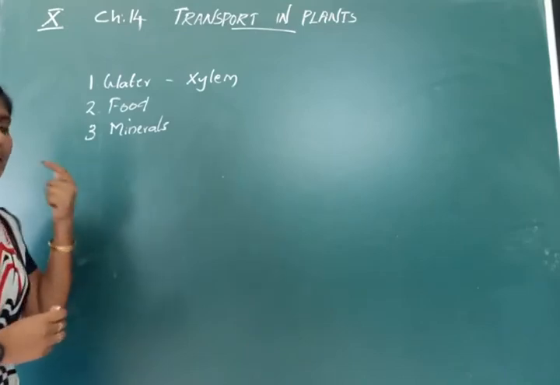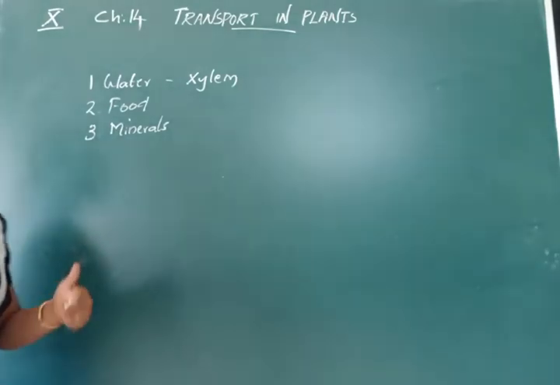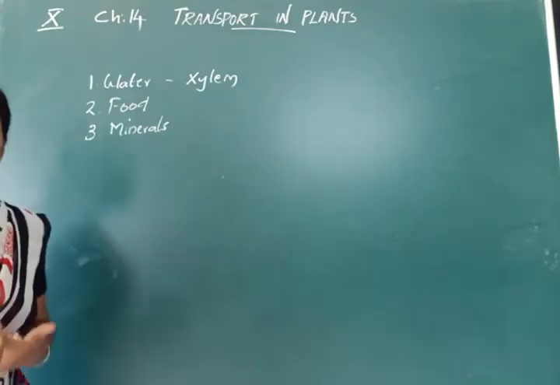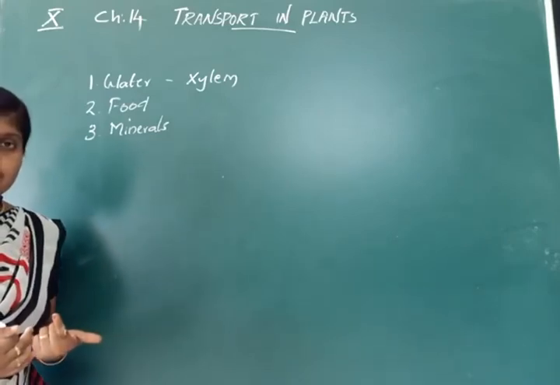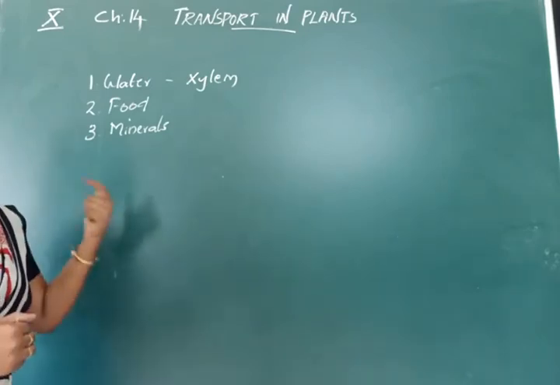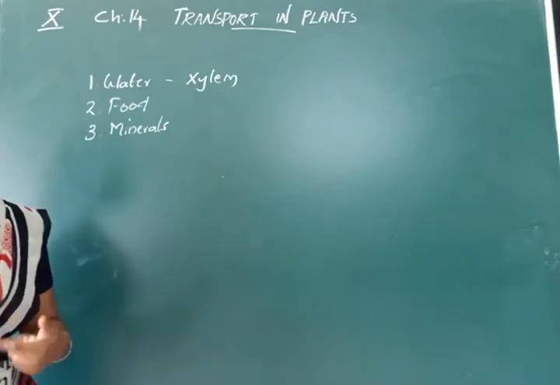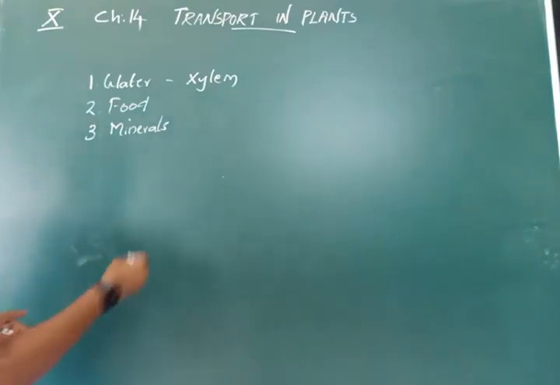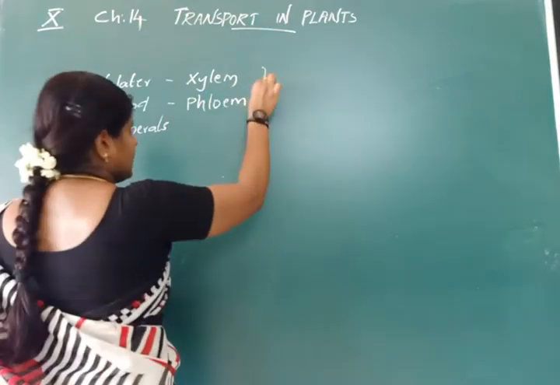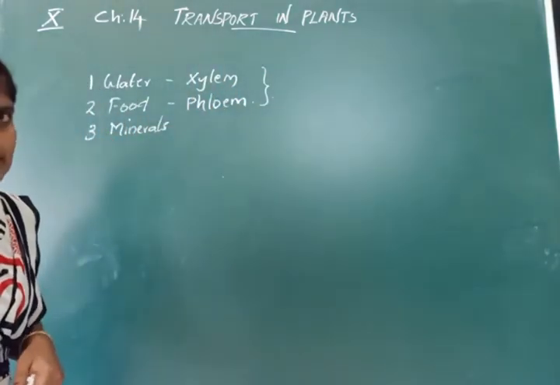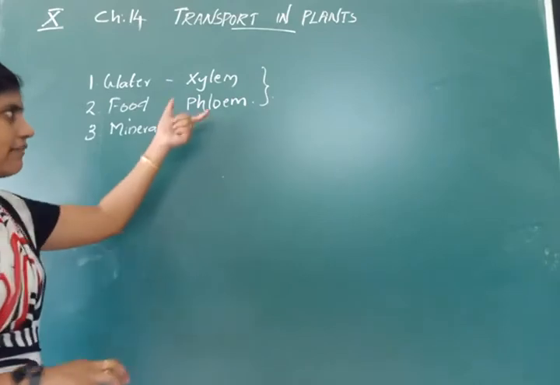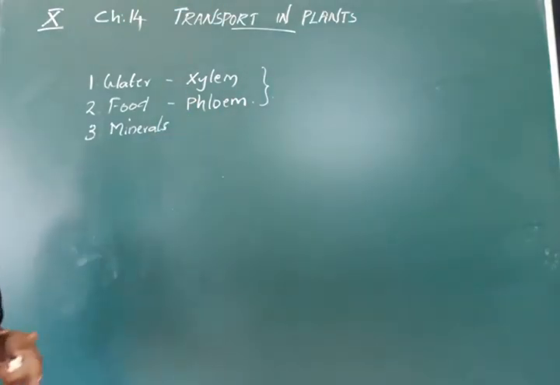Then food. We know in our last class we discussed photosynthesis, and as a result of photosynthesis food is prepared. Where does photosynthesis take place? Photosynthesis takes place in the leaves. So from the leaves, this prepared food should be transported to different parts of the plant body through the tissues called phloem. So xylem and phloem. I think you all remember that in our beginning class, we discussed xylem and phloem.